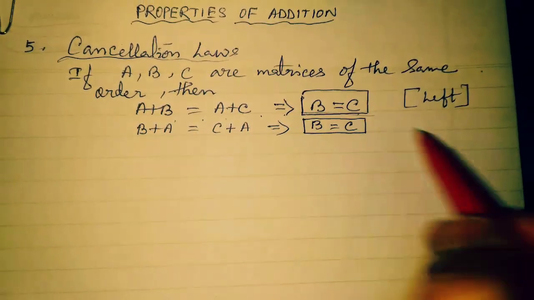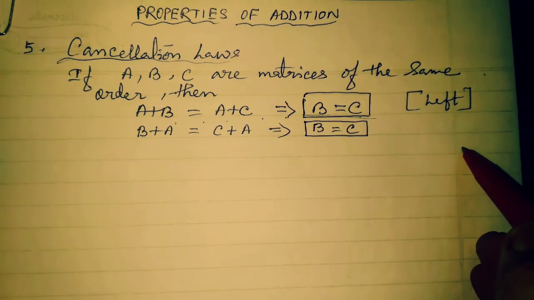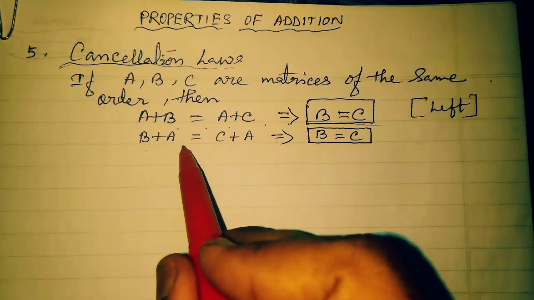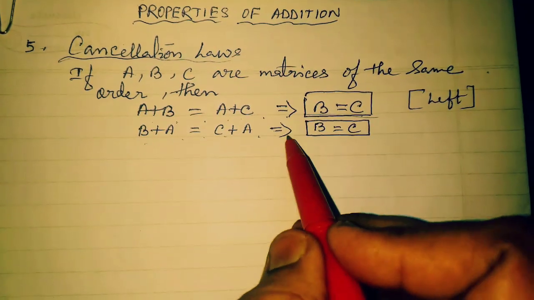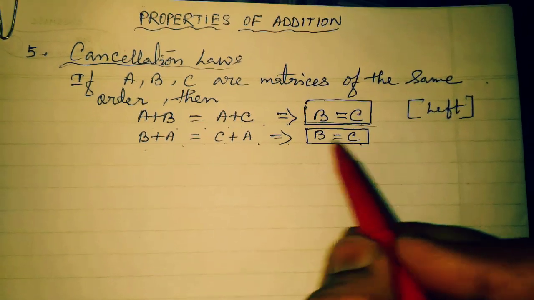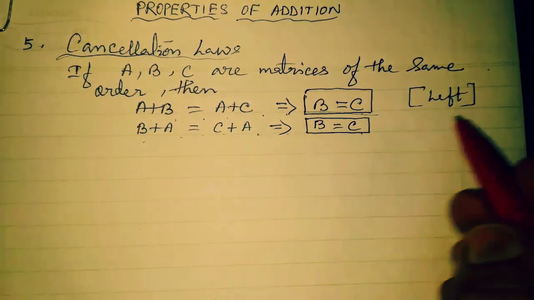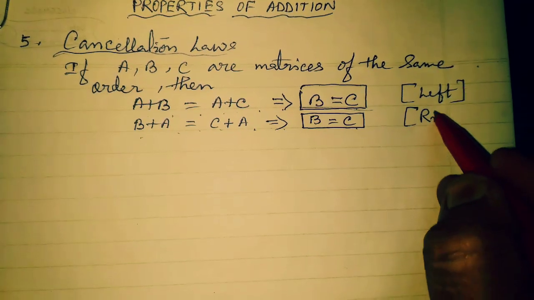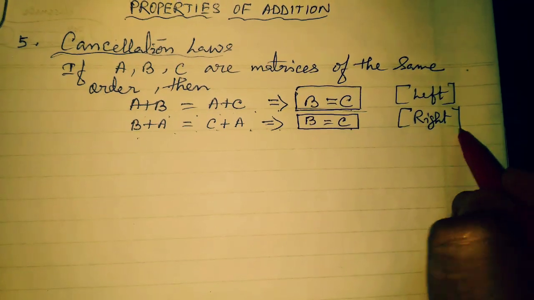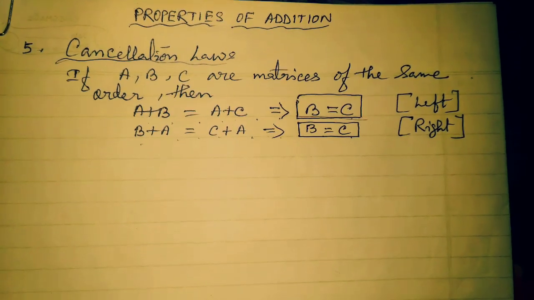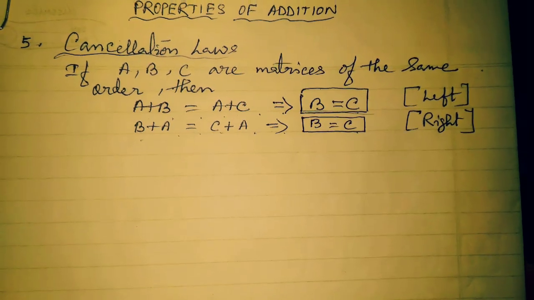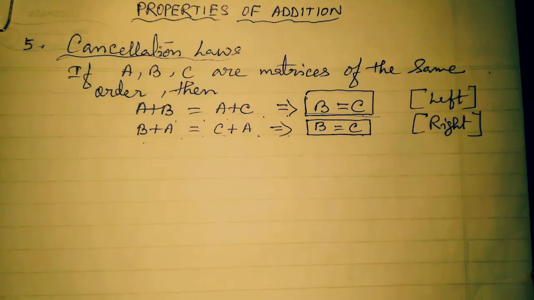Because the left part will cancel, A and A. That is what is called the left cancellation law. And B plus A is equal to C plus A implies B equals C again. Here A and A are on the right part, so this is called the right cancellation law. Clear? So how do we prove this cancellation law?